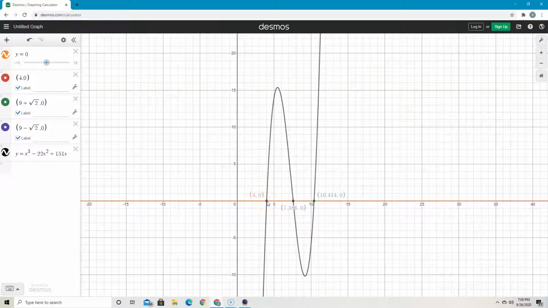And the x value is the actual solution, or the x-intercept, the x value is 4. It's 7.586 rounded, which is really the 9 minus the square root of 2 in exact form, and the 9 plus square root of 2 is this one right here. So there we go. So we can say we created something.